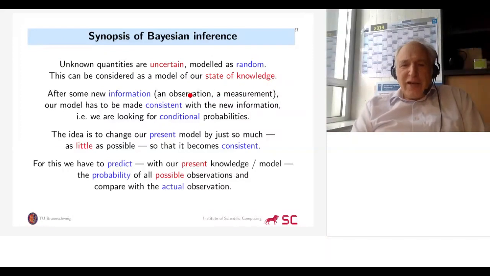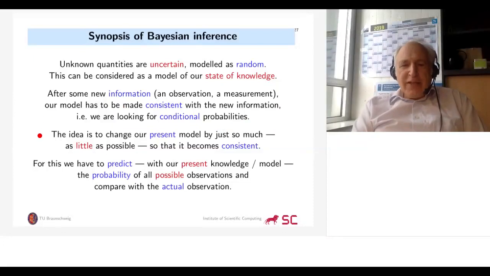And now comes some new information, some measurement or observation or whatever. Our model has to be made consistent with this new information. This new information is a condition with which we have to make our description consistent, and this is where we'll be looking for conditional probabilities.